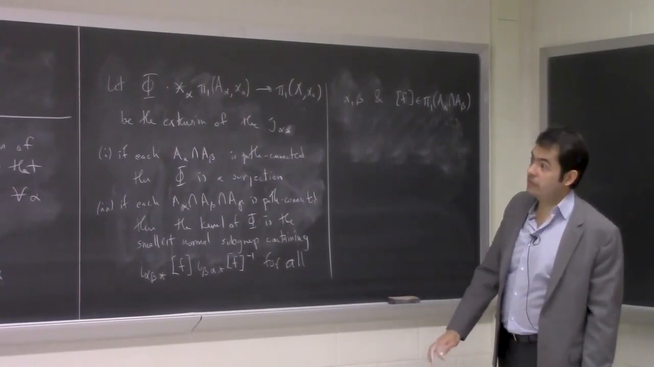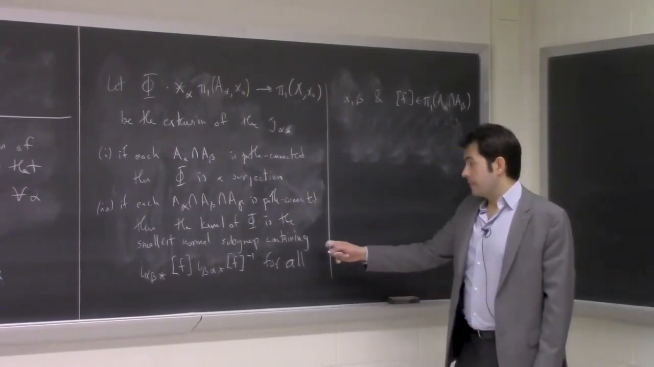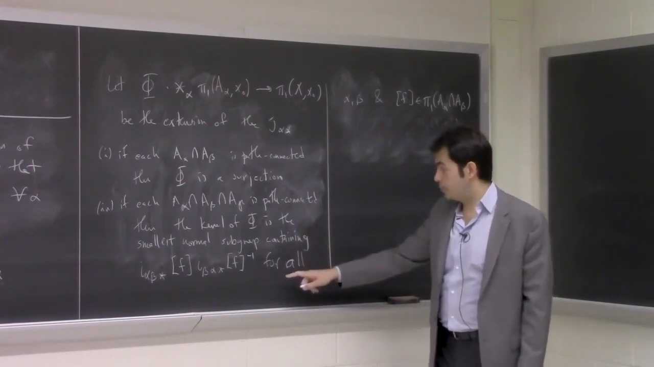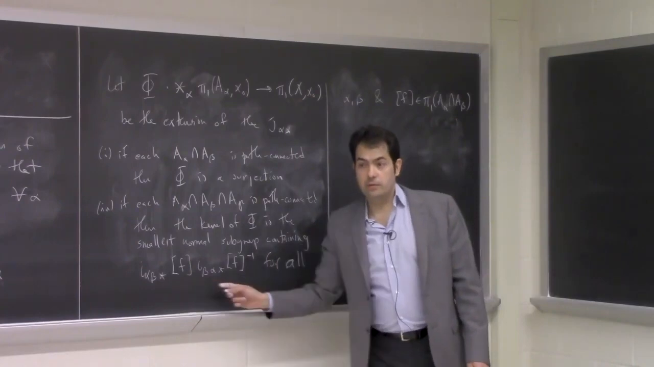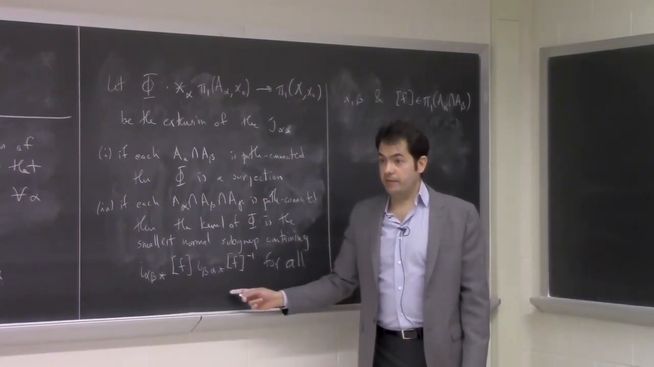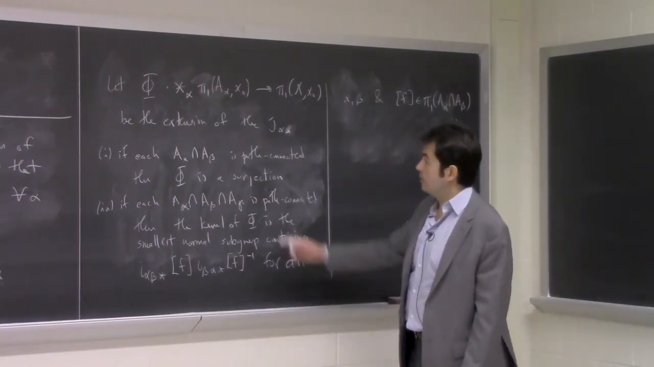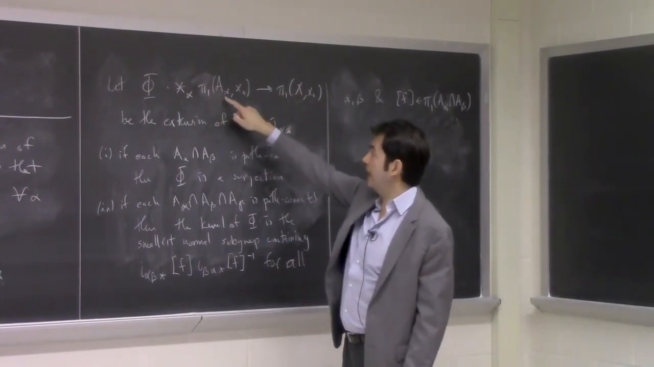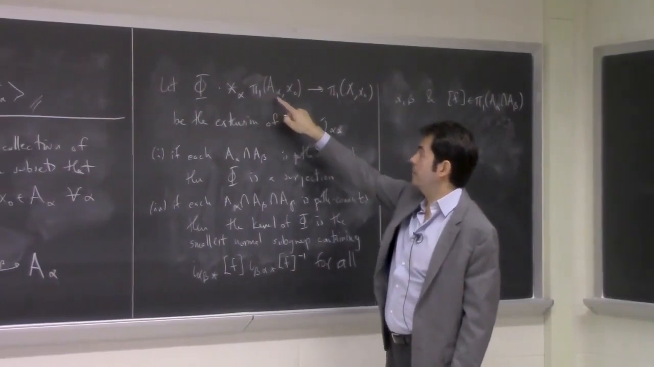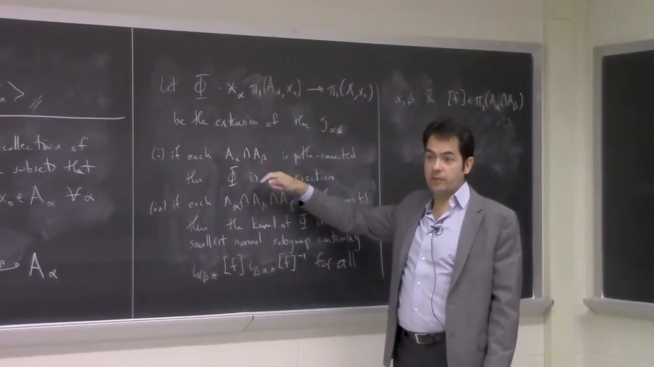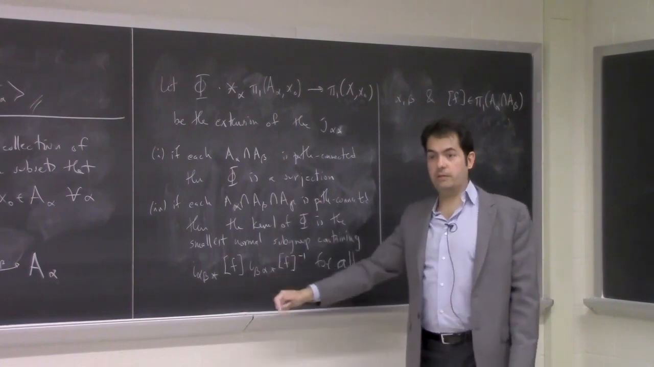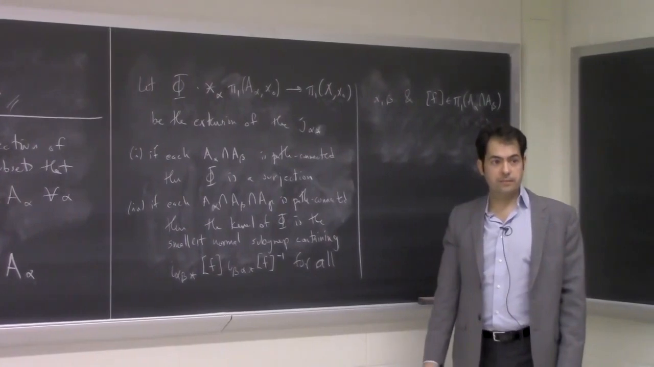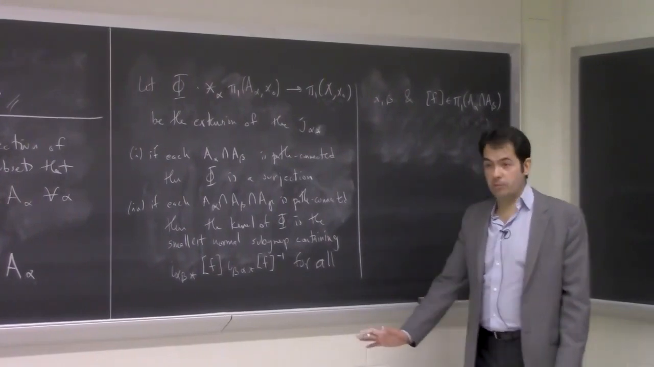Okay, so it's the same story we had before. The kernel is going to be all of the loops in the intersection that should be identified. You're identifying the element in pi 1 of A alpha and the element in pi 1 of A beta that you get from a single loop in A alpha intersect A beta. Okay? So that's the statement. Questions on the statement?